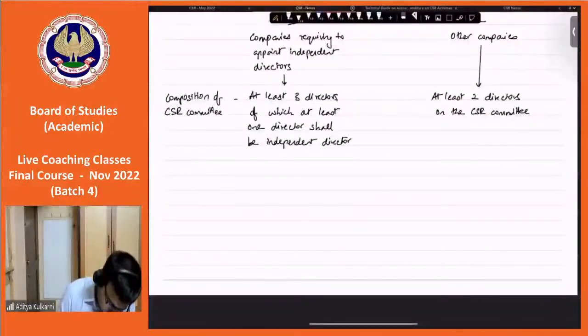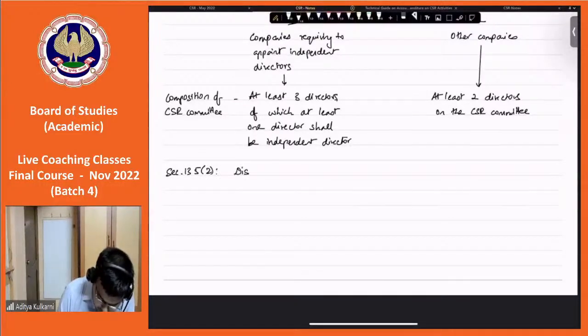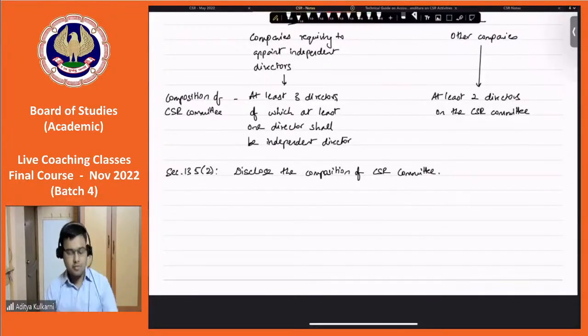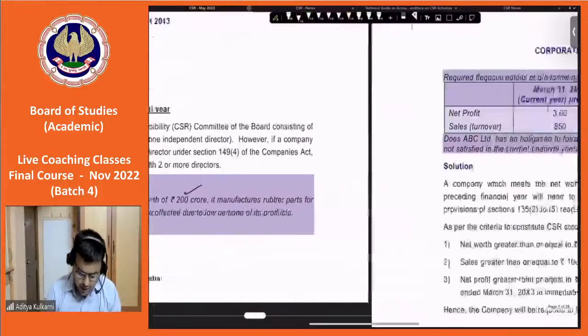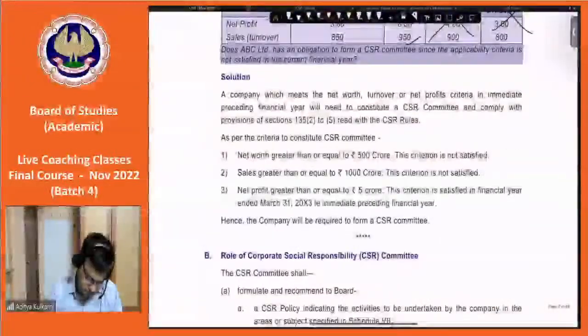Section 135(1). Section 135(2): disclose the composition of CSR committee. So this is what is your 135(2). The other parts I will see, and what is important we will make notes of it, and the other parts we will directly refer from the study module. So we have done this part.